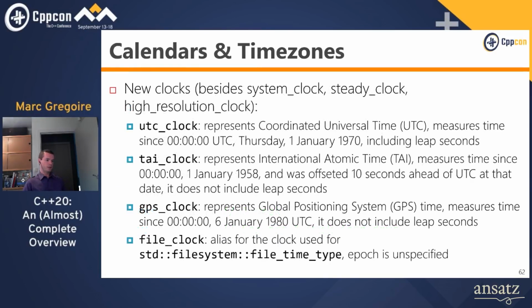Besides the system clock, steady clock, and high resolution clock that were already in the original Chrono library, we have 4 additional clocks now. They are very specific. They have very specific behavior. I'm not going into all the details here, but it's just so you know that there are additional clocks in case you ever need them.